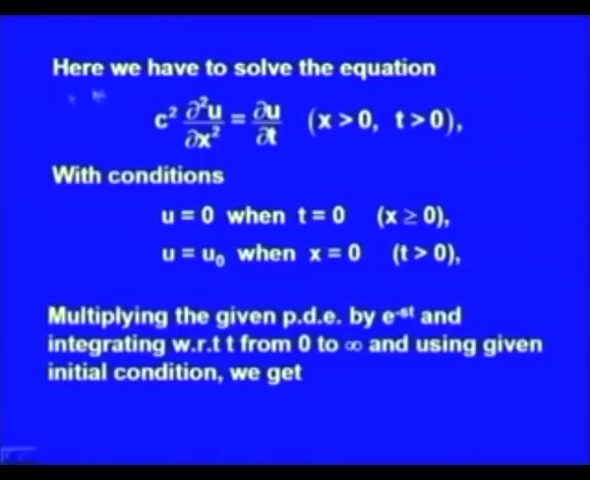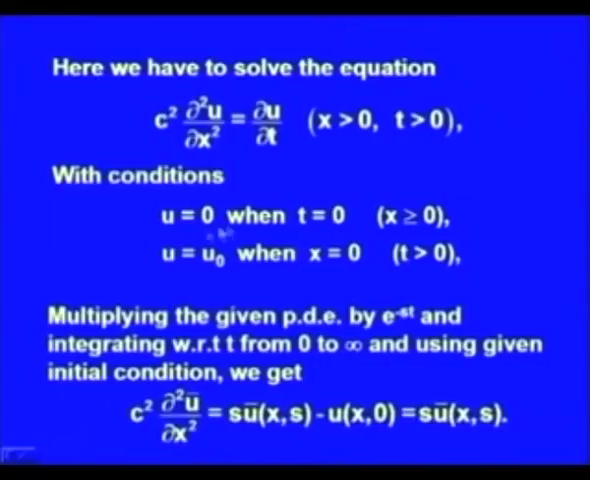Now, let us multiply the partial differential equation by e to the power minus st and integrate with respect to t from 0 to infinity, and use the given initial condition, that is at t equal to 0, u is equal to 0. Now, c square is a constant, so it will remain as it is, and x is independent of t. So, we will get del square over del x square of u bar, and then the right hand side will be the Laplace transform of del u over del t.